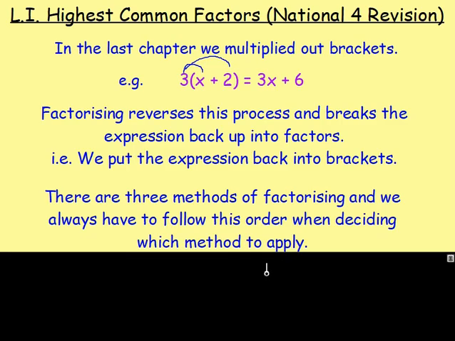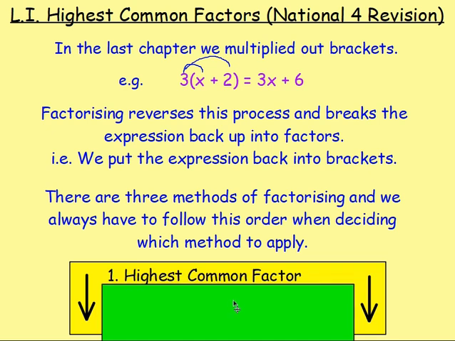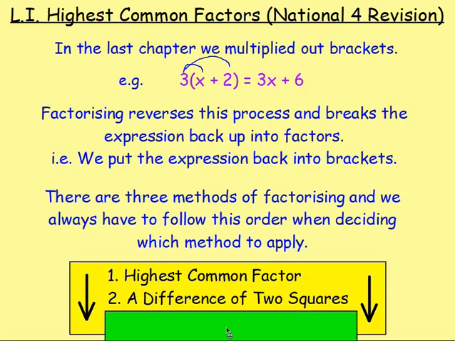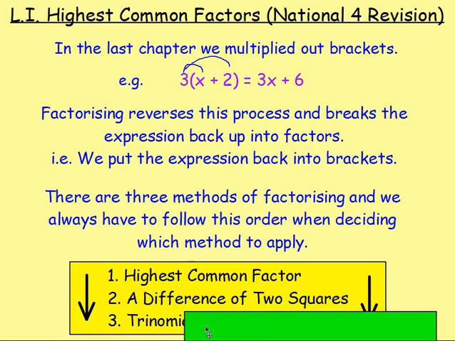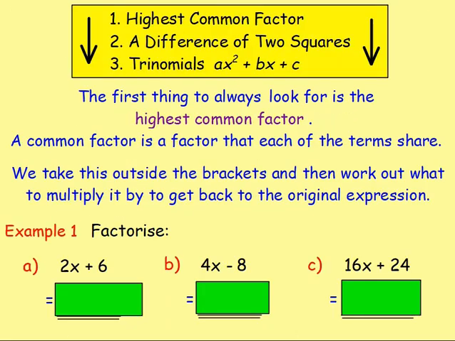This is done by following one of 3 methods. The first thing we always have to look for is what we did with National 4. It's the highest common factor, which is what this lesson is all about. After that, in the lessons that we'll look at after this, there is what's known as a difference of 2 squares. We'd look for that after highest common factor. And the third thing we look for is trinomials, when we've got something x squared add something x add something. But as I said, this lesson is all about the highest common factor.